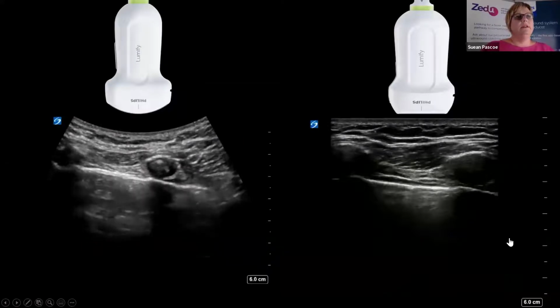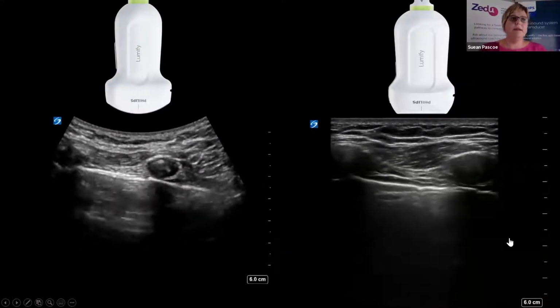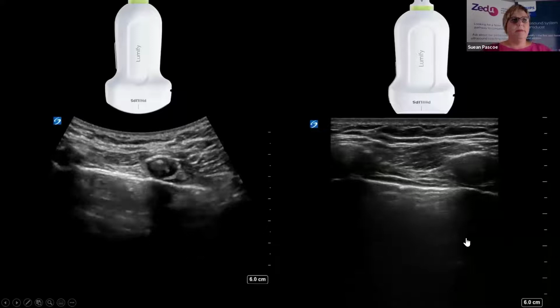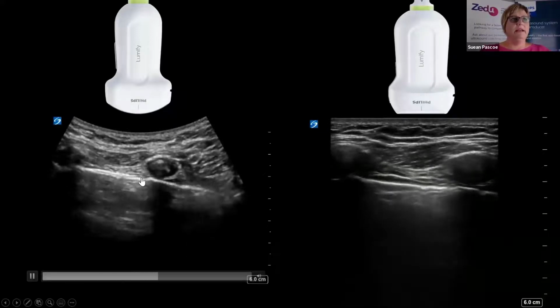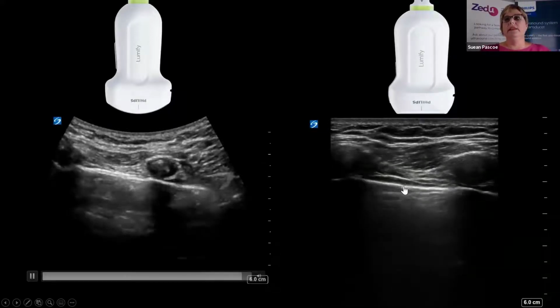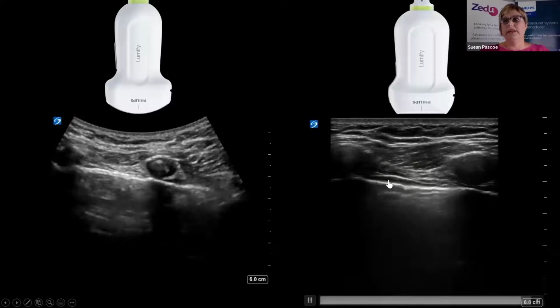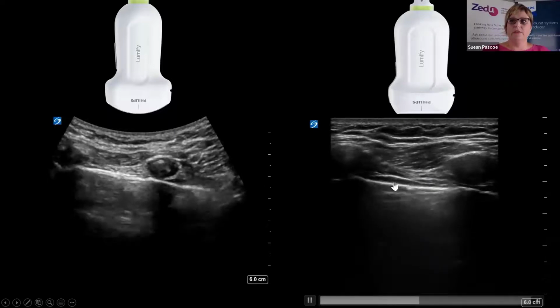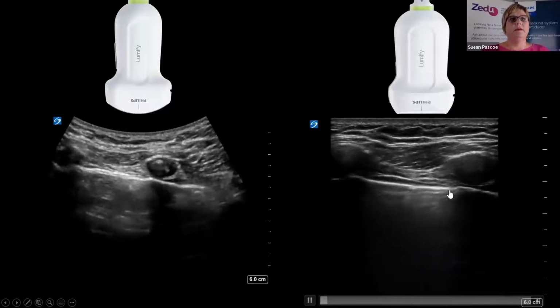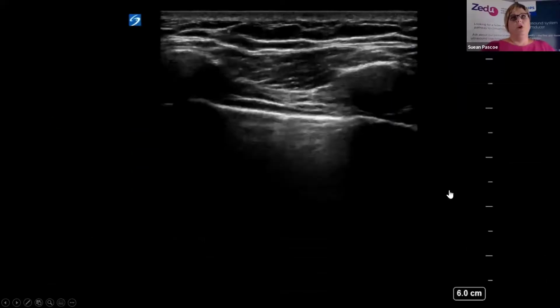So here we've got those linear and curved, same patient, and just having a look at the lung sliding here. And certainly the linear probe, I think, makes it a little bit easier to see. And you can see the rib shadows. So they're my landmarks to determine where this pleural line is. So as I said, I always go longitudinal, and that's because I've got the rib shadows as a landmark.